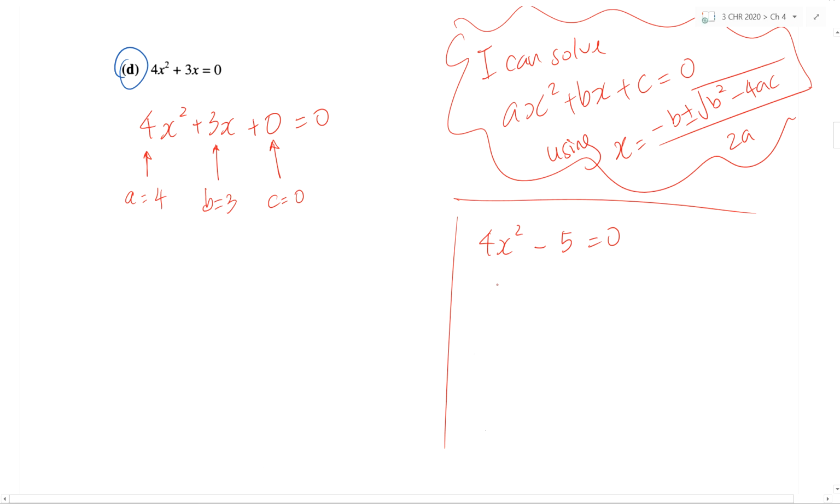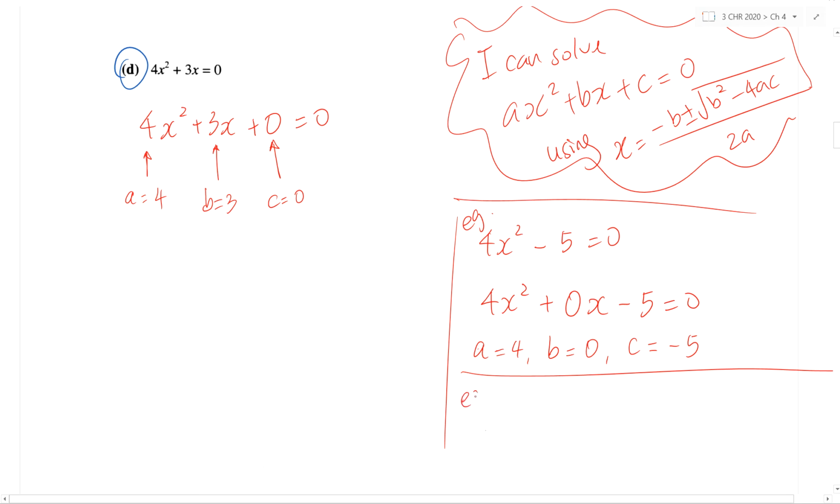But what about b? Do I have an x term? Don't have. No x term. So I need to create an x term. I will rewrite this to become 4x squared plus 0x. There is no x. Then minus 5 equals to 0. So now it becomes the form ax squared plus bx plus c equal to 0, where in this case, a equals to 4, b equals to how much? 0. And c equals to negative 5. Okay, so this is another example.